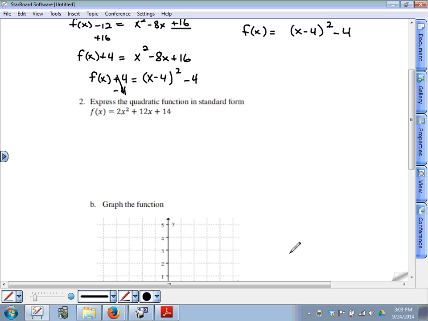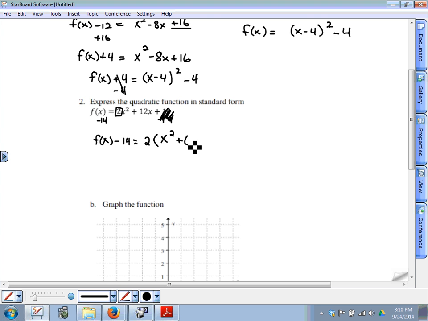Okay, question 2, a similar problem. There are a few differences. It starts the same way. I'm going to move this 14 to the other side. We have f of x minus 14. The difference in this is there's a leading coefficient. If there's a leading coefficient, even including just a negative 1, if there's any leading coefficient other than 1, you want to factor that out. Now you're not going to factor it out of the 14 because it's not there anymore. So I'm going to factor out the 2.